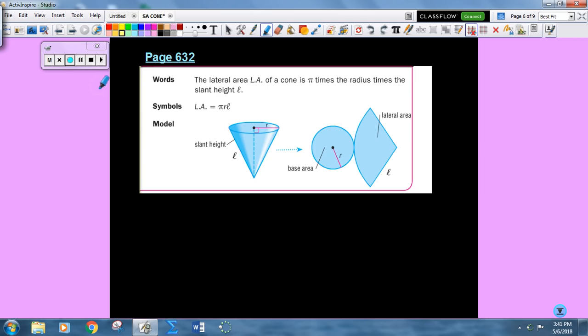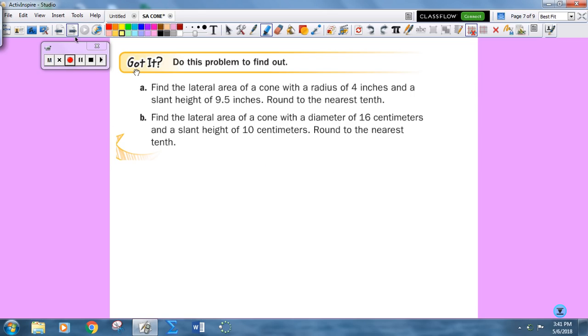So please open your book and we're going to do the Got It's. I'm going to do A, then B. I want you to pause in between and try to actually do them. So here it's asking me only for the lateral area of the cone with a radius of 4 and the slant height of 9.5.